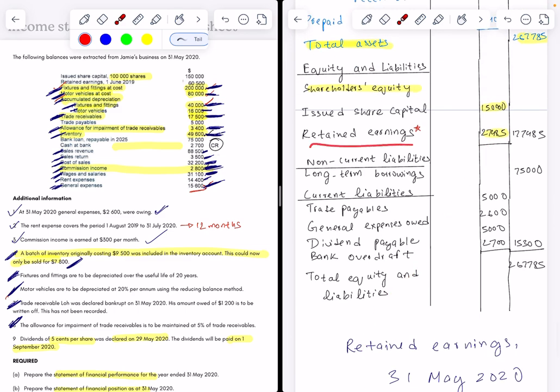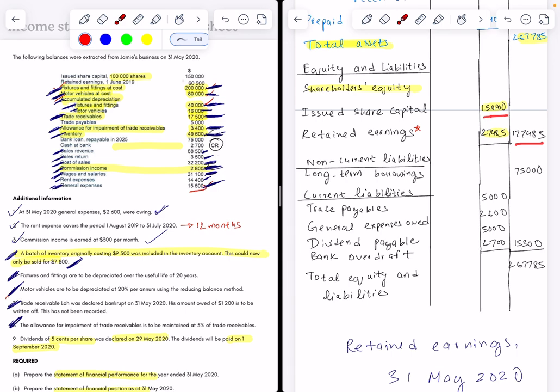Why is retained earnings part of our equity? Because this refers to the earnings that are available for reinvestment. And anything that is invested from the owner's perspective is classified as an equity. Okay, so $27,485 added to the issued share capital of $150,000 gives us total shareholders' equity of $177,485.